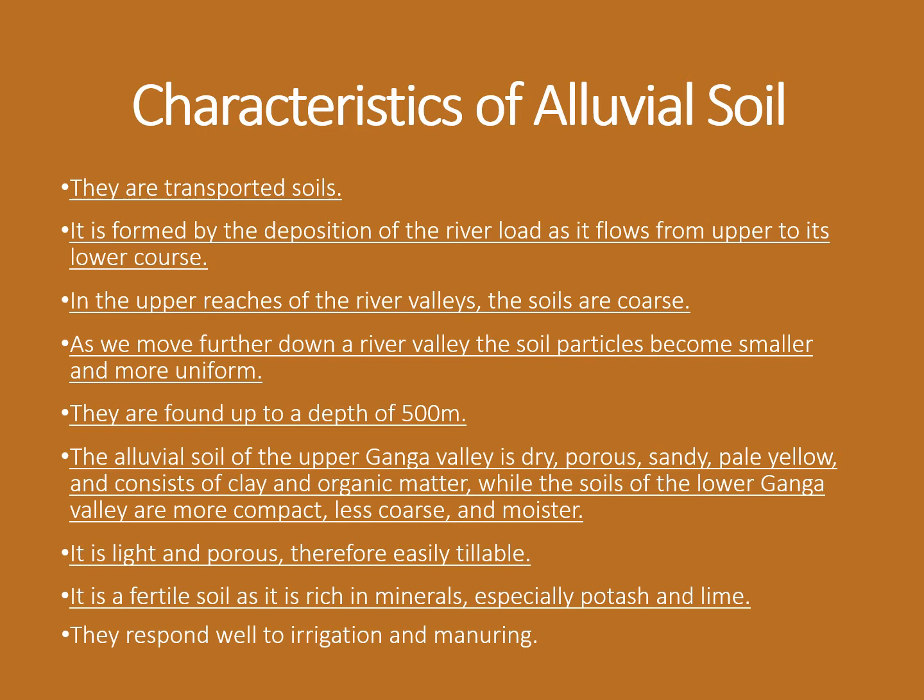The alluvial soil of the upper Ganga valley is dry, porous, sandy, pale yellow, and consists of clay and organic matter, while the soils of the lower Ganga valley are more compact, less coarse, and moister. It is light and porous, therefore easily tillable. It is a fertile soil as it is rich in minerals, especially potash and lime.